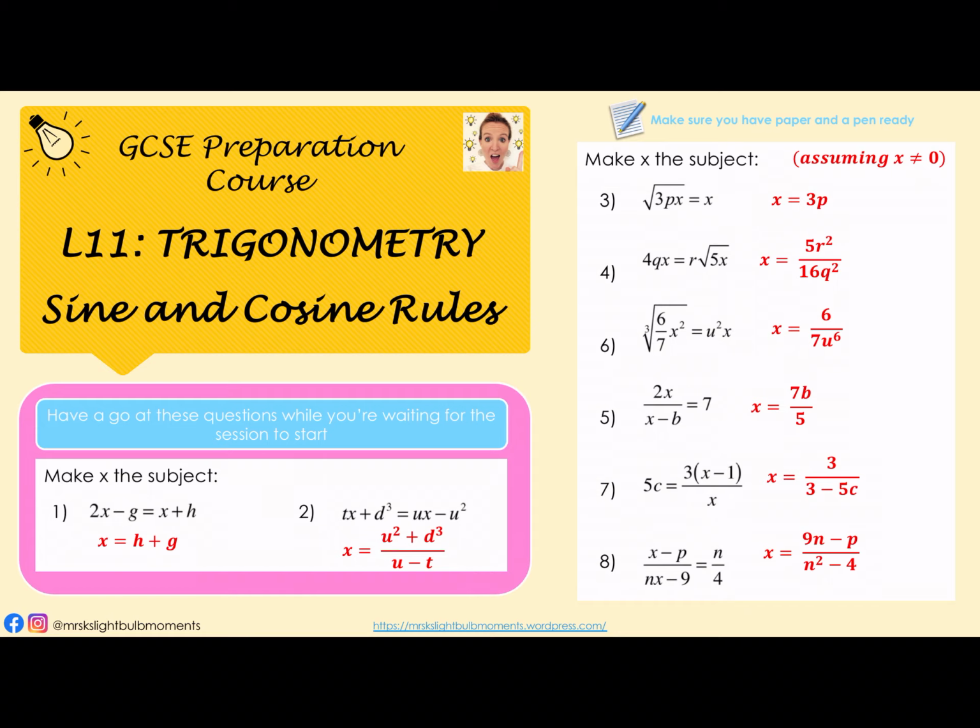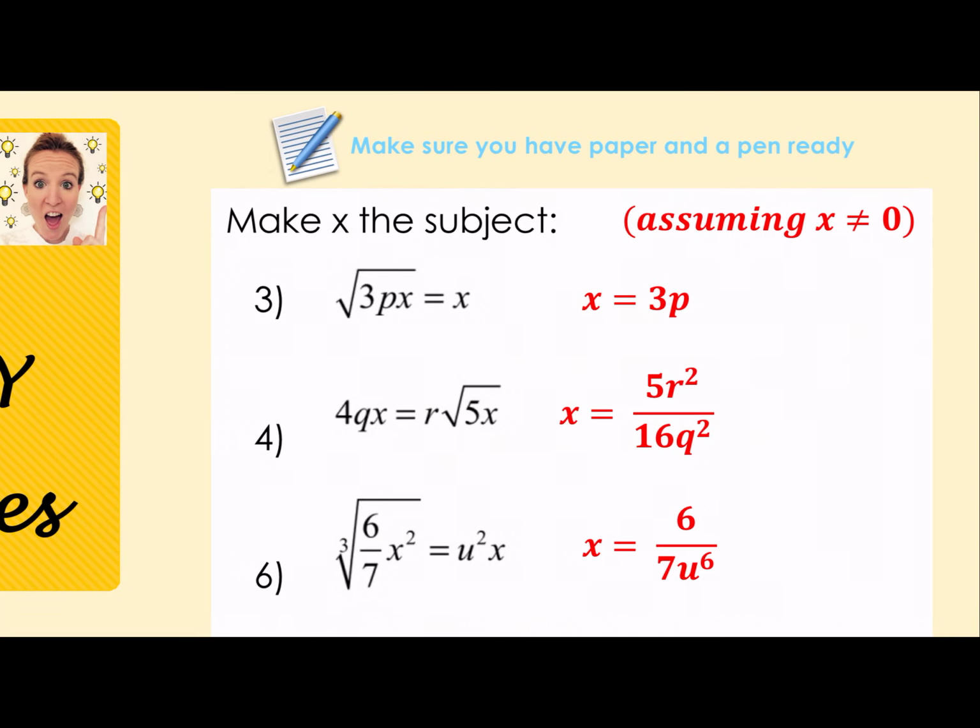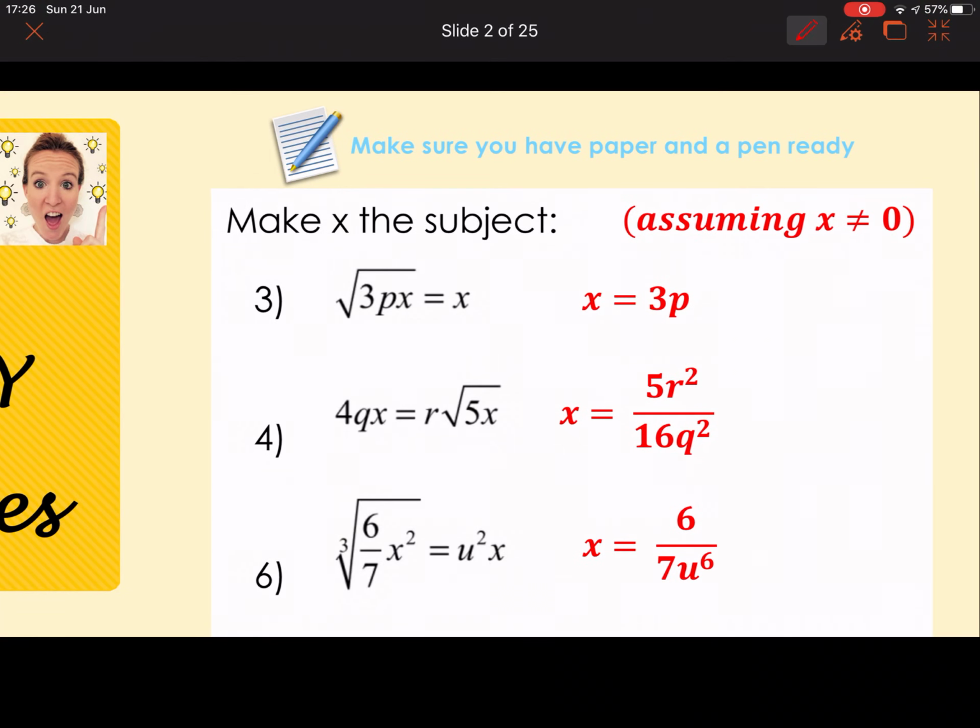I am just going to look at question 3 because this is the one that deals with this assuming x does not equal 0 that I've written in brackets. So if we start with this one, I'm just going to do it in blue so you can see what I'm writing. It's got the square root of 3px equals x. So first off, we need to get rid of that square root by squaring both sides. So I end up with 3px equals x squared.